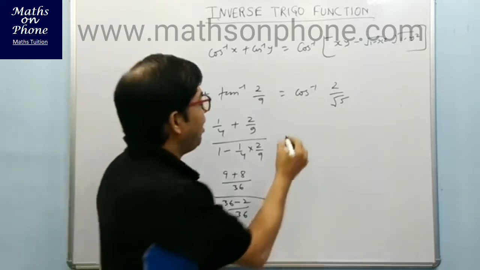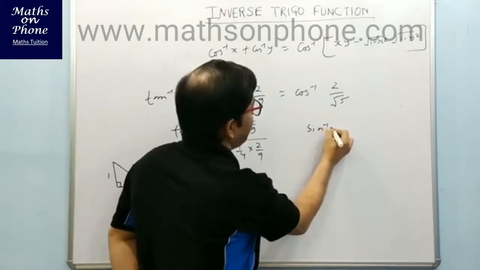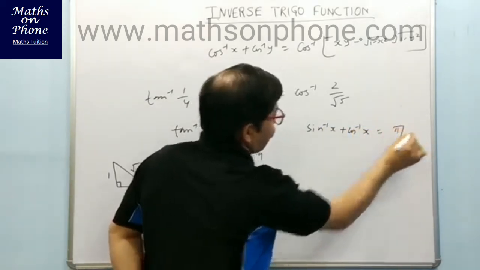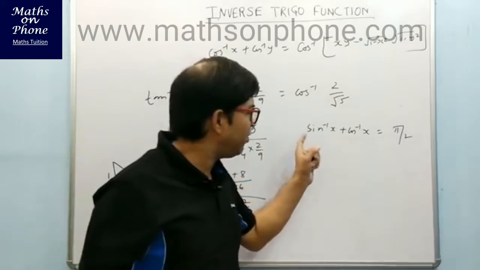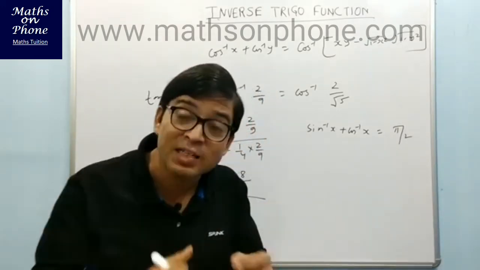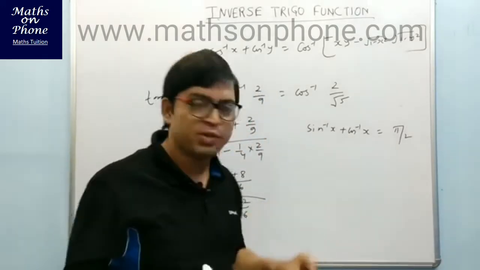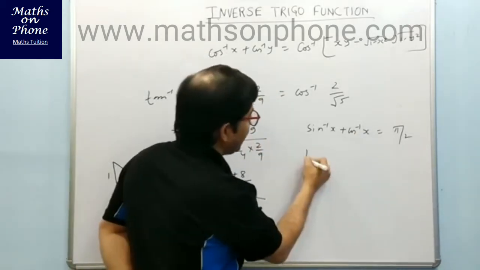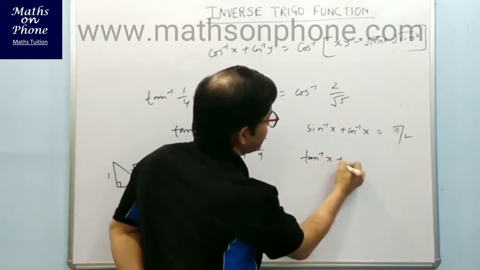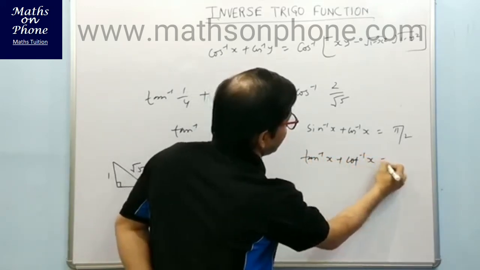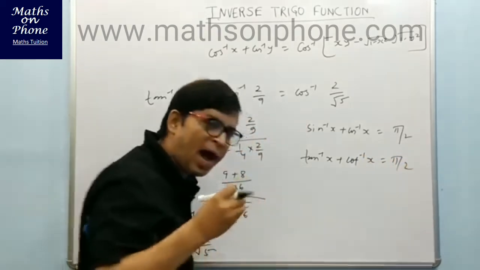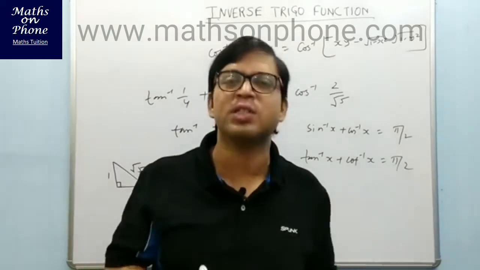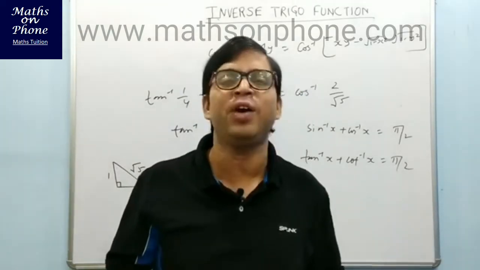Further, you need to remember the formula sine inverse x plus cos inverse x is equal to pi by 2. So wherever needed, you can just take sine inverse x as pi by 2 minus cos inverse x, or cos inverse x as pi by 2 minus sine inverse x, and tan inverse x plus cot inverse x is equal to pi by 2. So you have to just apply the formula carefully, and inverse circular function is very easy.